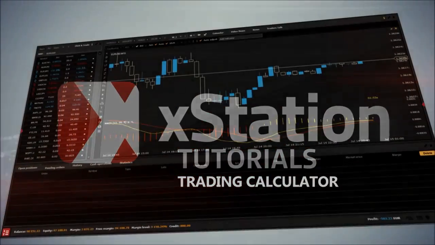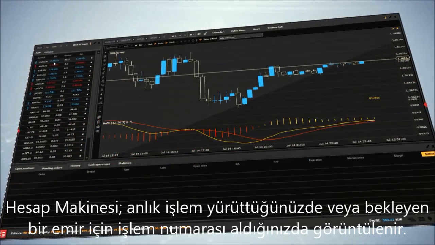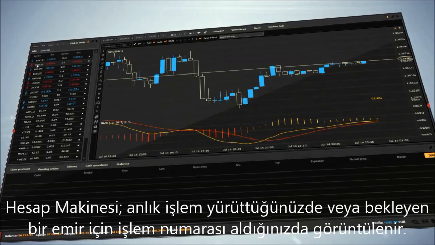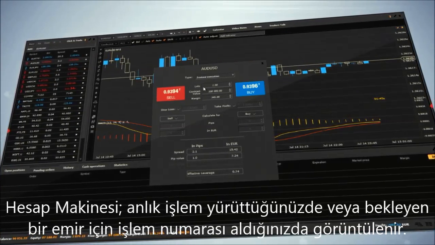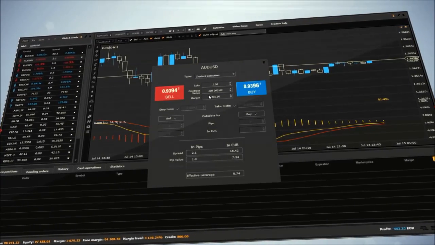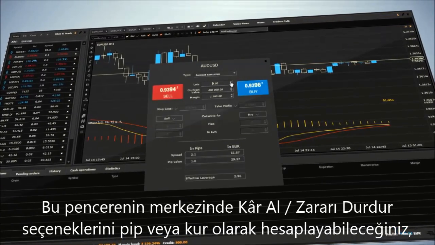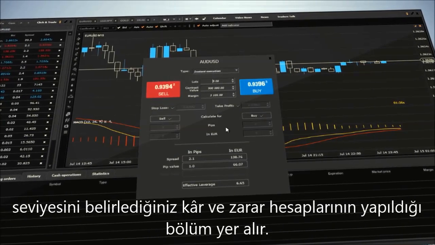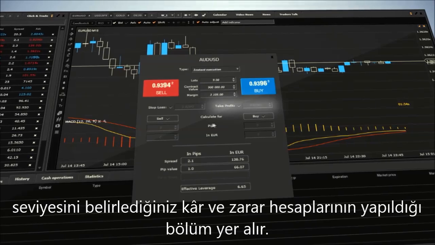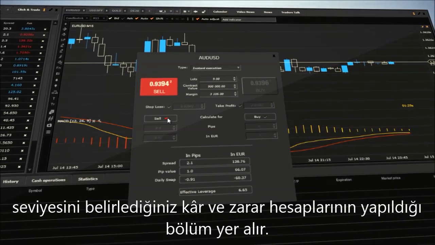Trading Calculator. The trading calculator can be found when you open a transaction ticket for instant execution and pending order. In the center part of this window, you can calculate profits and loss in pips and currency for the preferred level of the take profit and stop loss options.